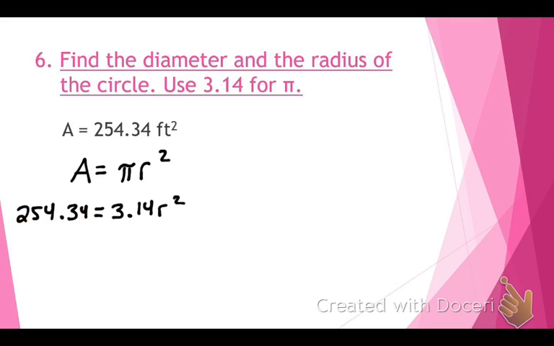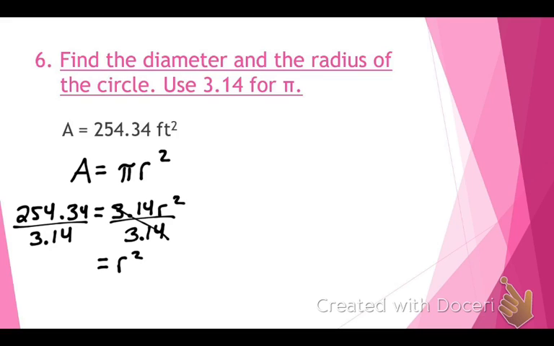Now, my goal is always to get what by itself? The r, or the variable. What's not allowing it to be alone? 3.14 and the square. Which one goes first? 3.14. Always 3.14. Okay, so let's go ahead and divide it by 3.14 on both sides. We know it cancels out on the right. And Taylor, what drops down on the right-hand side? R squared. Very good job.